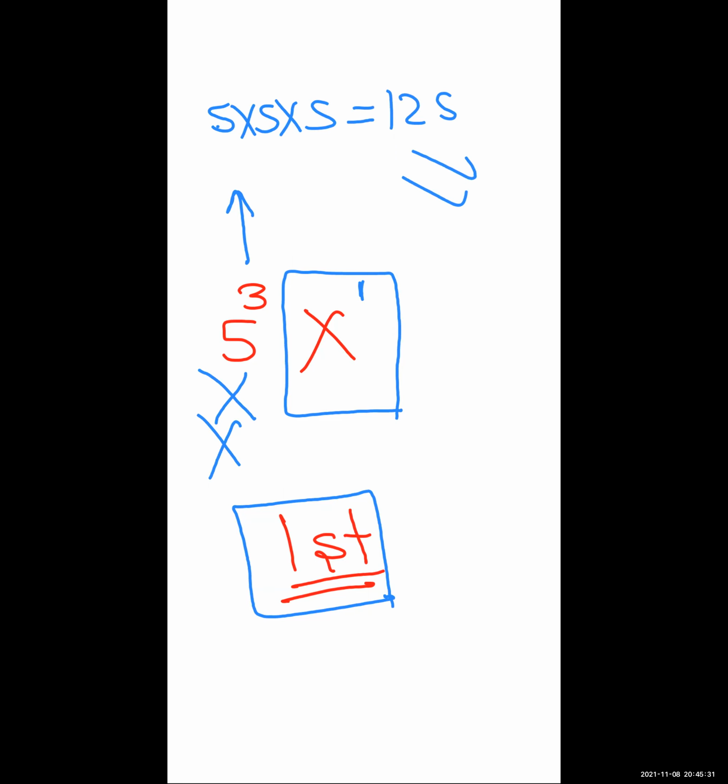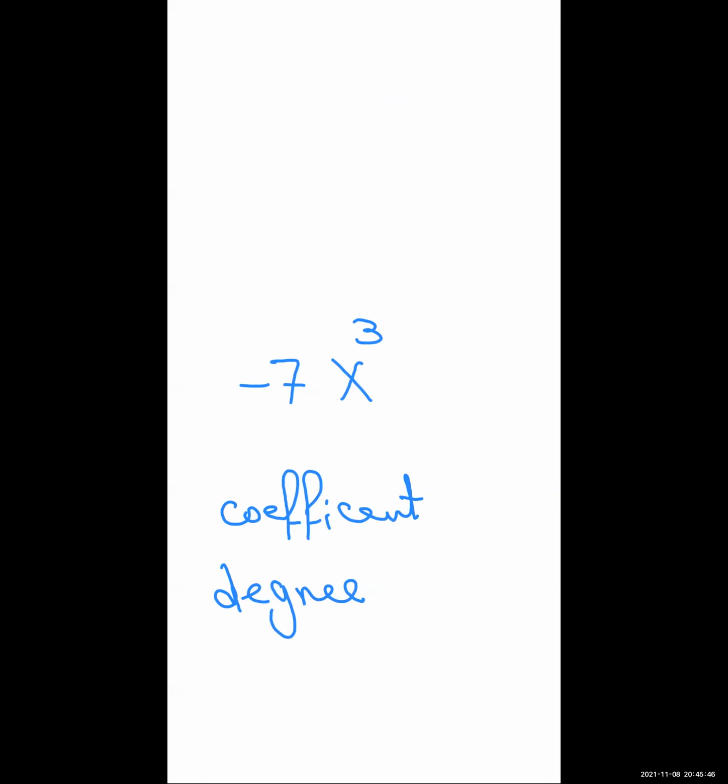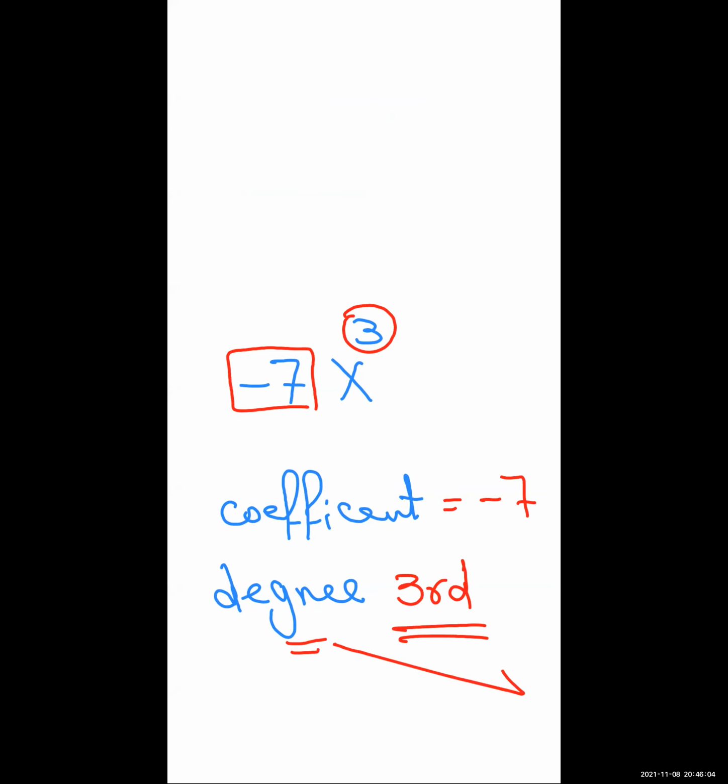Okay, so now the next question. Negative 7x to the power 3. The coefficient and the degree. Get back to the coefficient. We said that the coefficient is the number before the variable. So the coefficient equals negative 7. What about the degree? The degree is 3. That's it. Great, so the coefficient is negative 7 with degree 3.